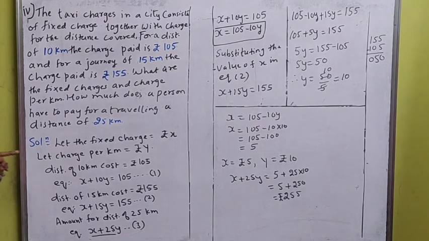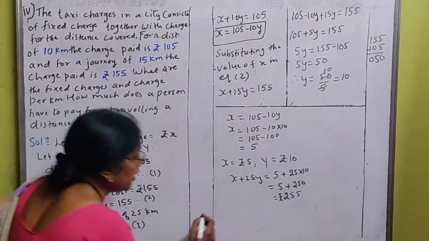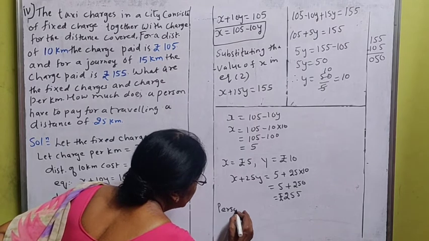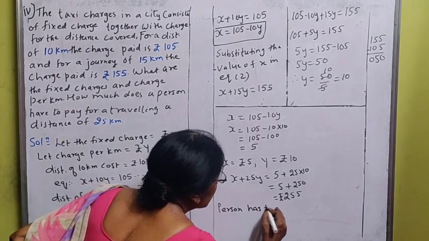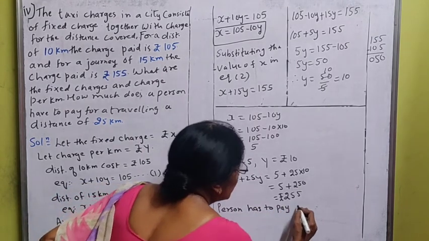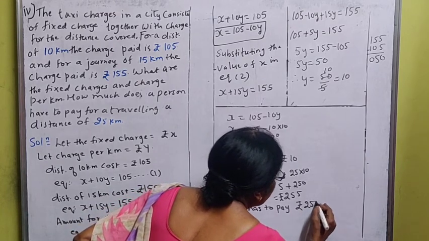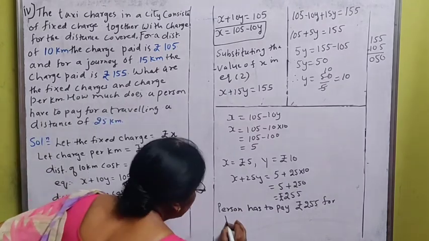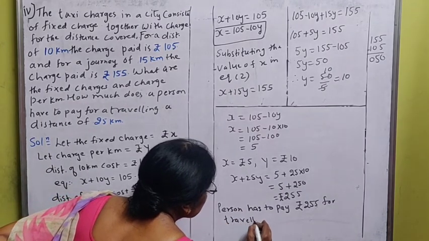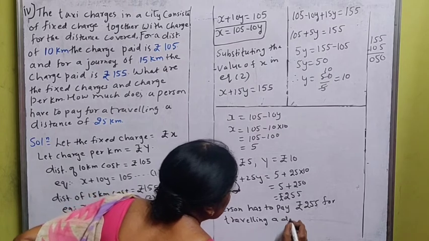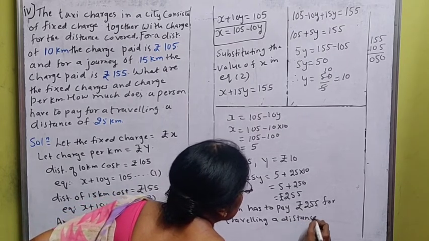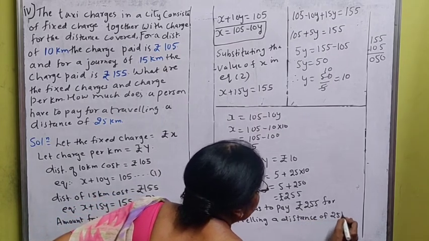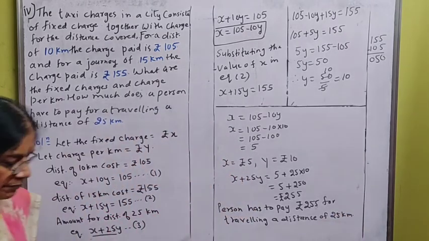So we have to write down the verbal answer. What is the verbal answer? You have to write down: person has to pay rupees 255 for traveling a distance of 25 kilometers. So you came to know what it is.